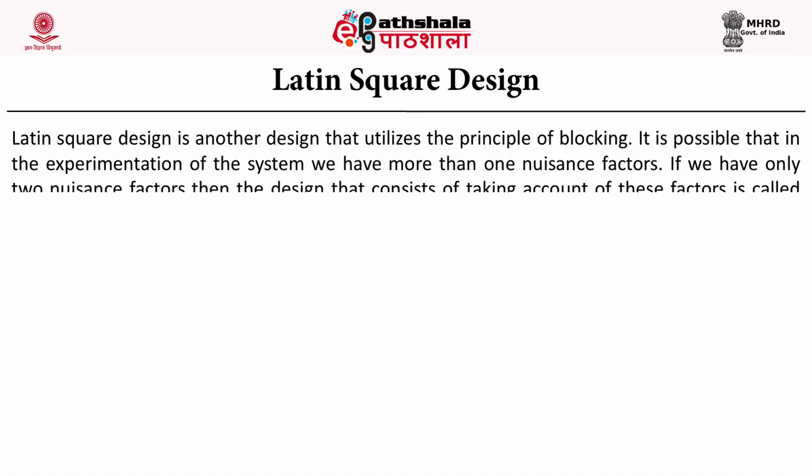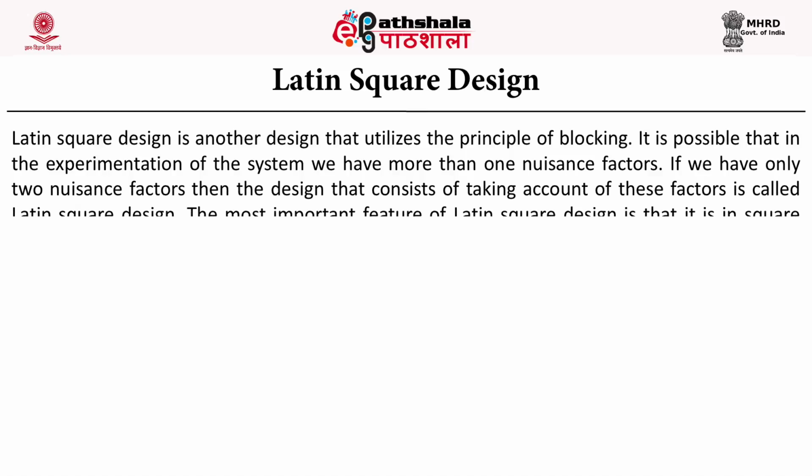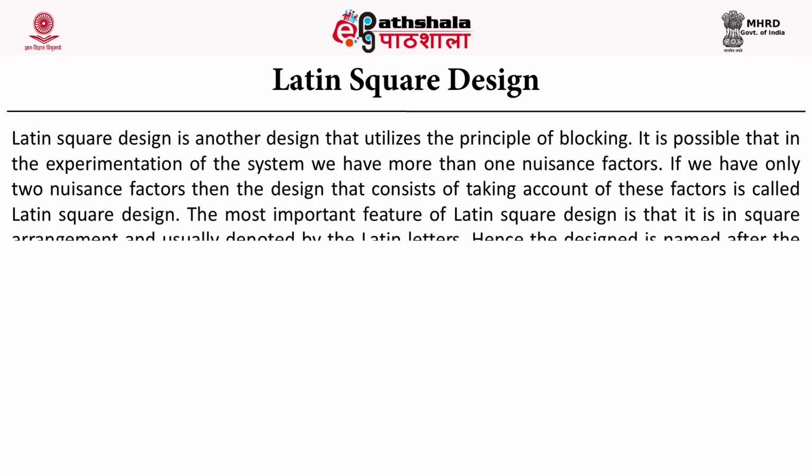Latin square design is basically an extension of the randomized block design. It is another design that utilizes the principle of blocking. It is possible that in the experimentation of a system we have more than one nuisance factor. If we have only two nuisance factors, then the design that takes account of these factors is called Latin square design. The most important feature of Latin square design is that it is in a square arrangement and usually denoted by Latin letters. Hence, the design is named after the Latin letters.